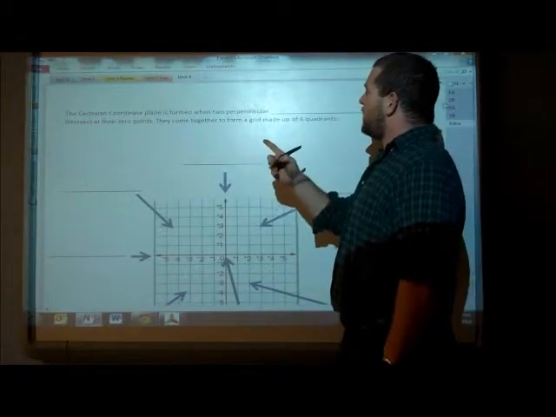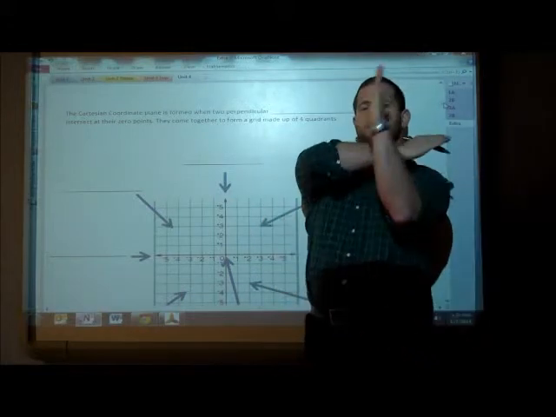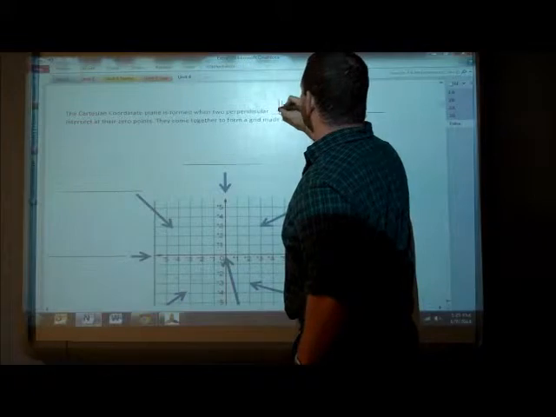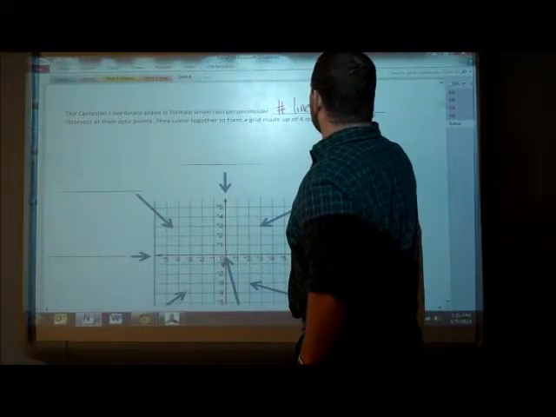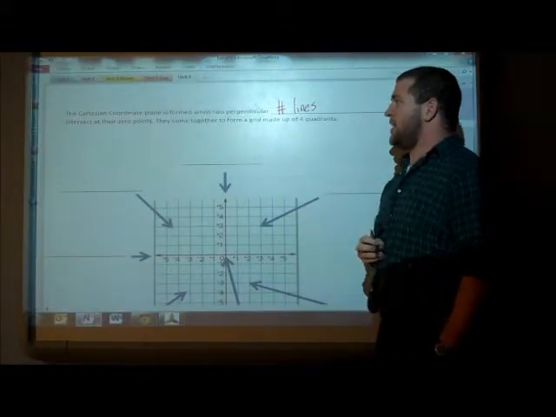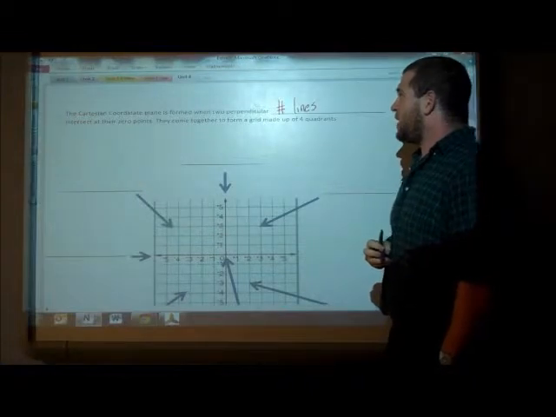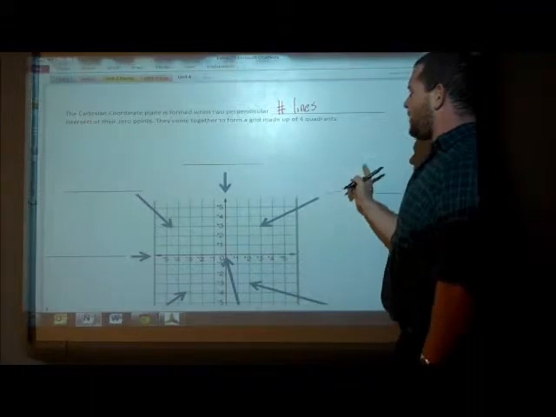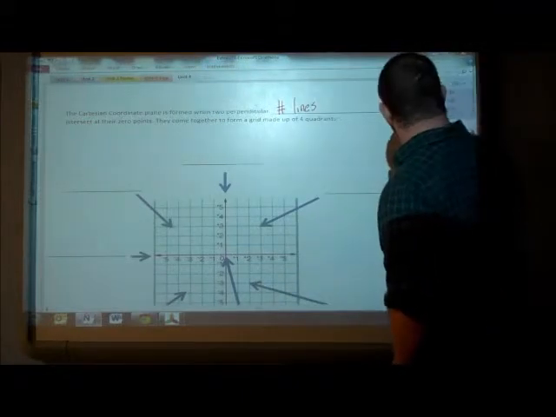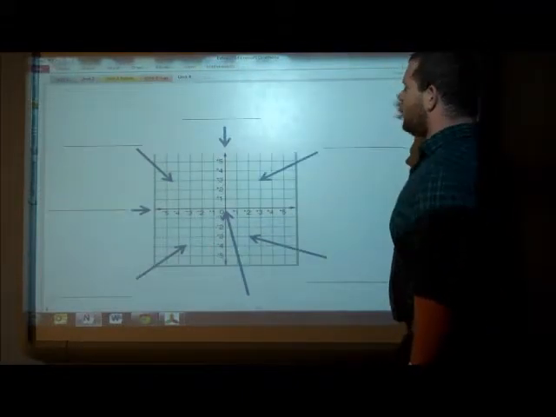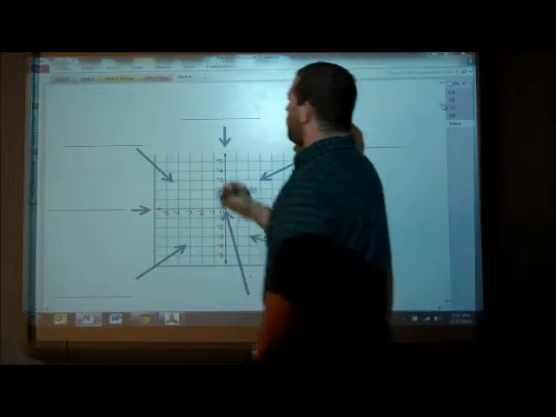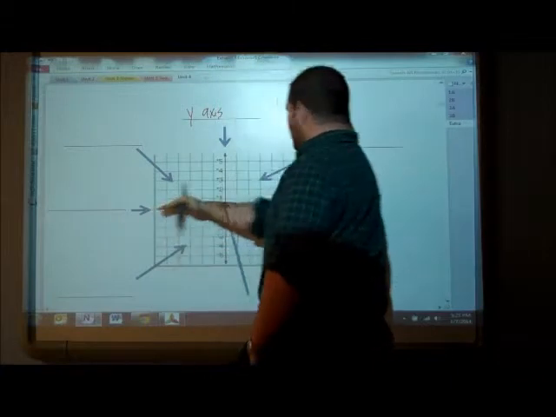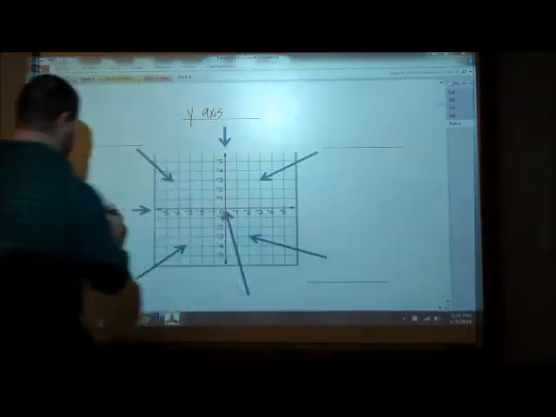The Cartesian coordinate plane is formed when two perpendicular, so perpendicular means meets at a right angle, two perpendicular number lines intersect at their 0 points. They come together to form a grid made up of 4 quadrants. And so now we're going to go around and fill in some of the rest of our vocabulary here. The up and down line is called the y-axis. The left and right line is called the x-axis.